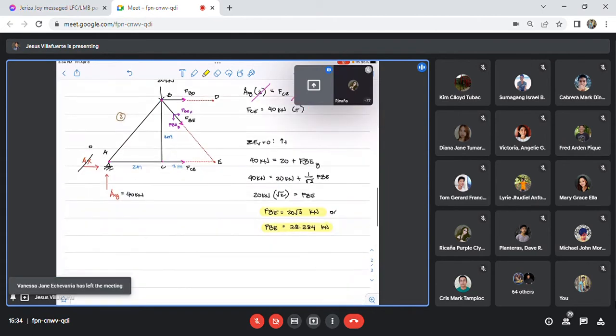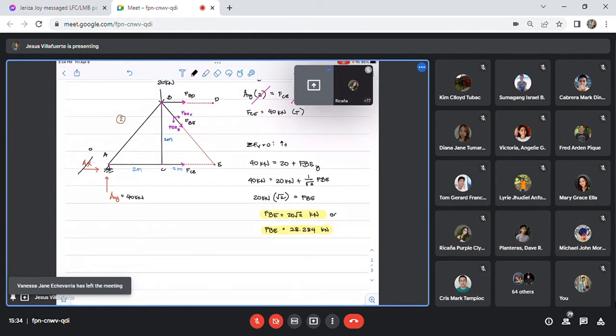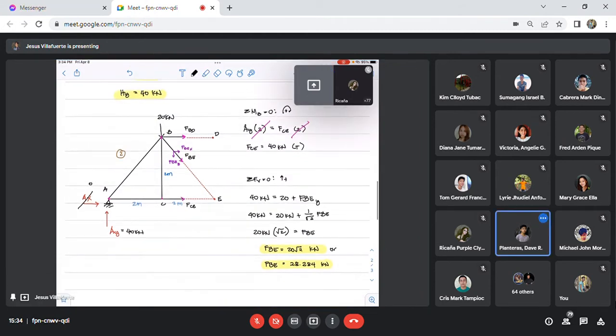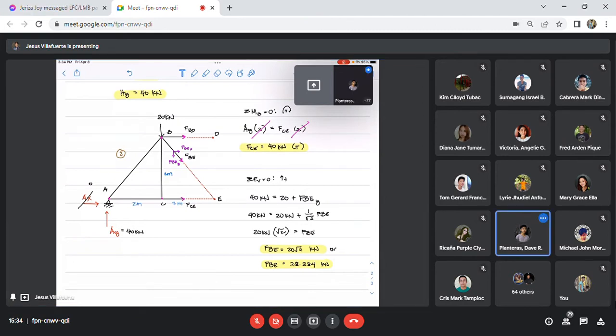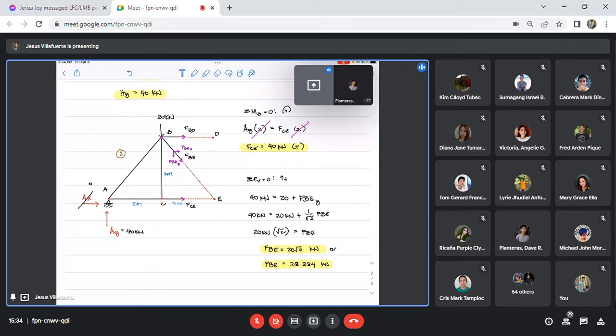And then the last one, what is our missing one, class? Horizontal. FBD. So how do we get our FBD? Planteras, could you please turn off your microphone? How do we get the member FBD? Horizontal, sir.